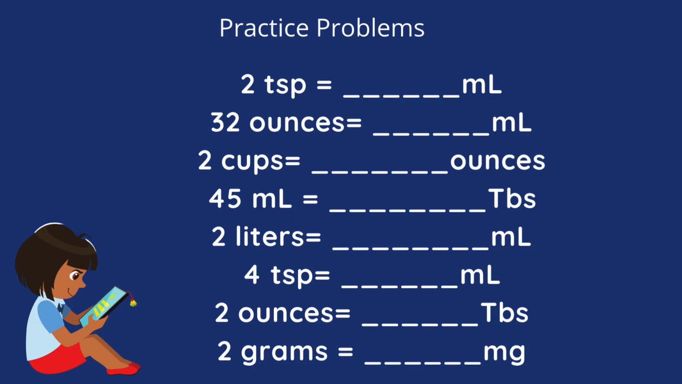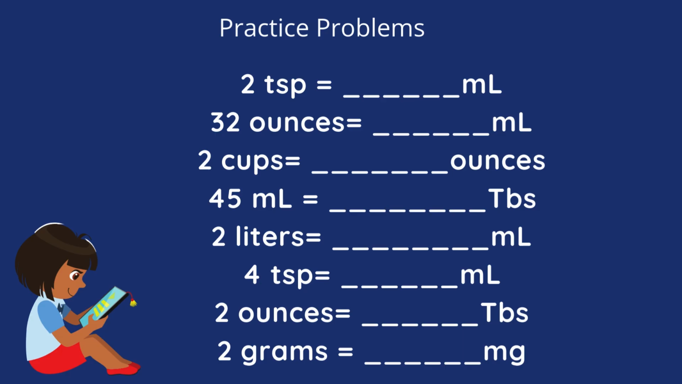2 ounces, and I want to know how many tablespoons are in 2 ounces. When you looked it up, normally in 1 ounce you had 2 tablespoons, but I have 2, so 2 times 2 is 4. So the correct answer would be 4.